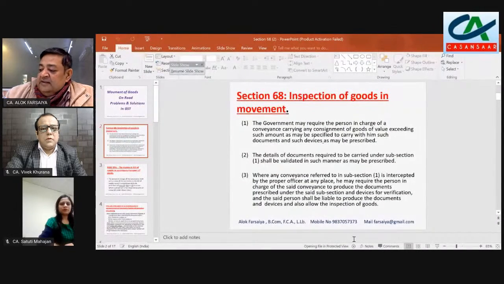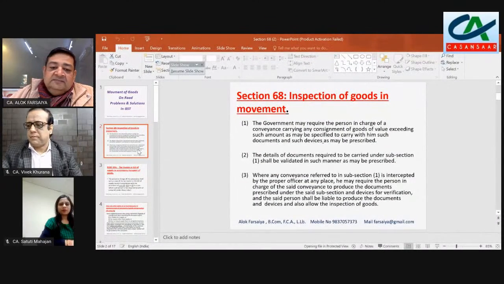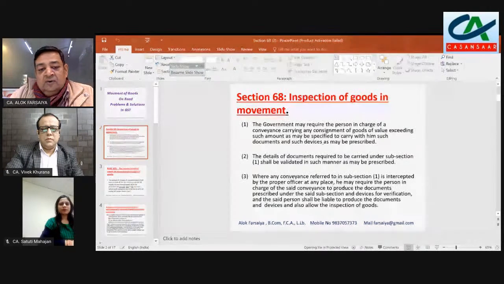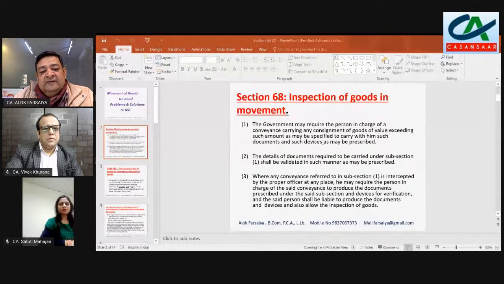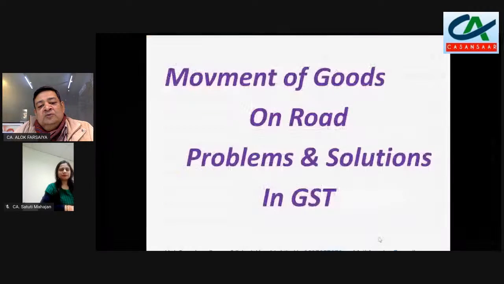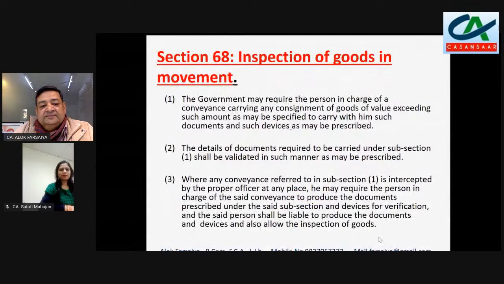The law behind it is very simple. Whenever you are moving the goods on road, Section 68 of the Act defines what documents should be carried by the vehicle while movement of goods. The documents show the owner, the title of the goods, or why the goods are being moved. And the second issue is that if the value of goods is more than 50,000 rupees, then the goods should be accompanied with the e-way bill.